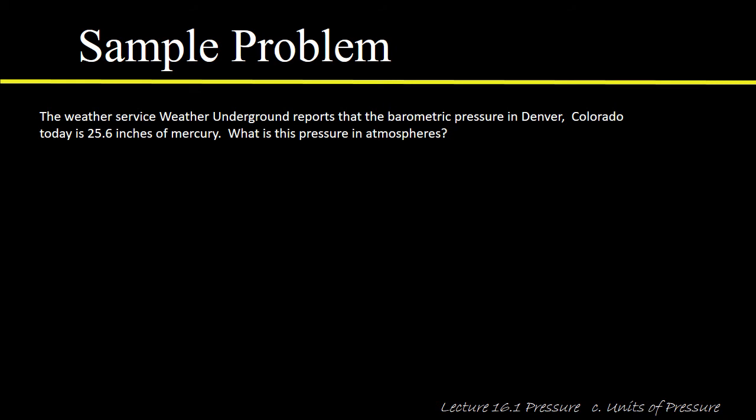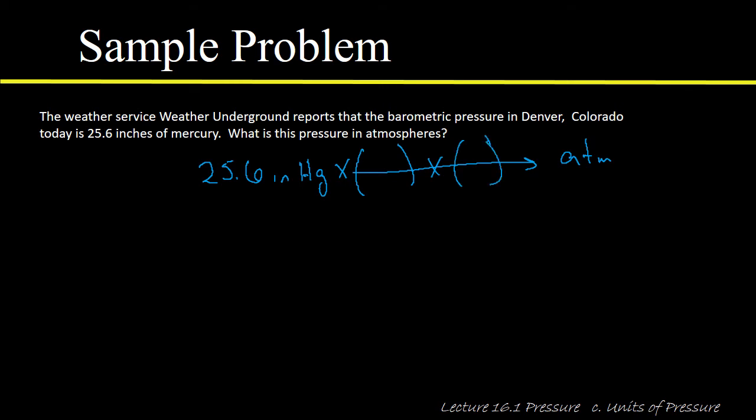Okay. So we're going to do the same thing. We're going to use dimensional analysis to go from 25.6 inches of mercury to atmospheres. We're going to multiply by a couple of conversion factors, 2 or 3, whatever it takes. And each of those conversion factors is based on one of those relationships. So let's look at inches of mercury and atmospheres and see what relationships we can recall that might be useful.